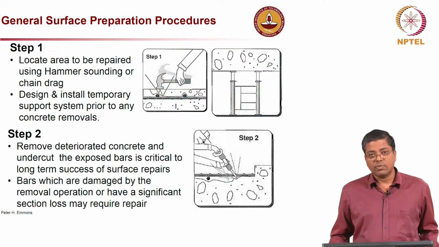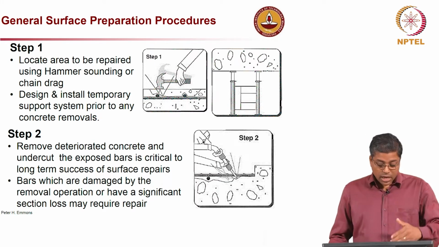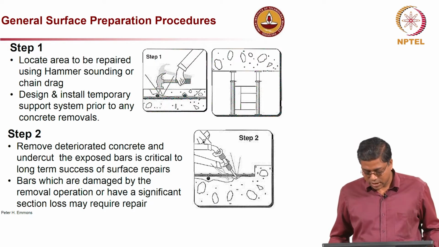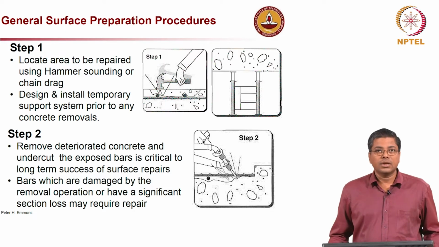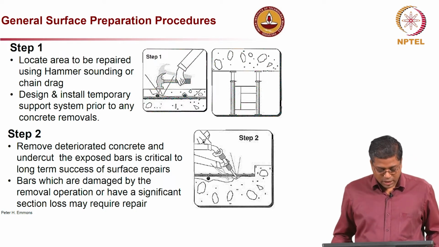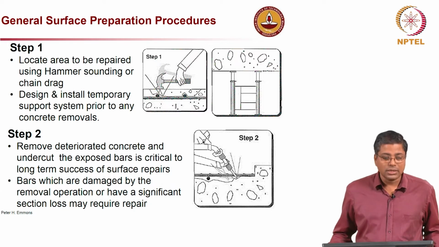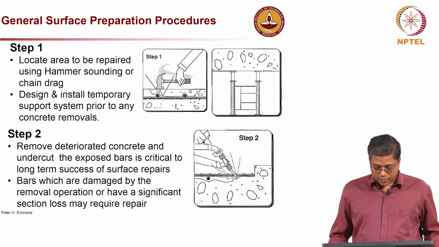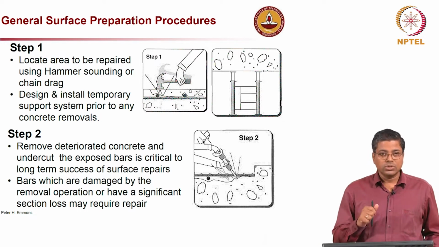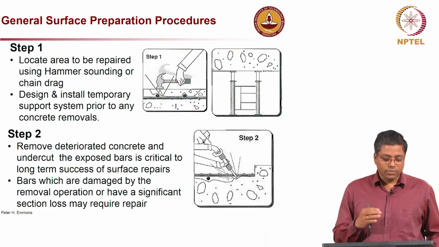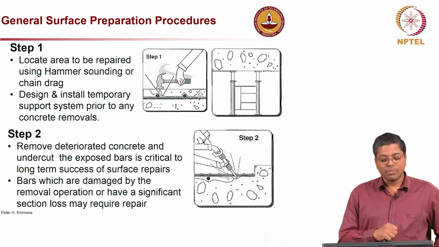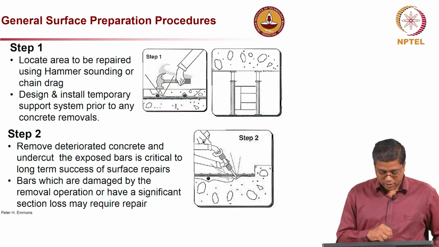We will look at what are the general surface preparation procedures, and then later we will talk about the different types of tools available for various cleaning and cutting steps. Now, locate the area to be repaired using hammer sounding or chain drag, that is step 1. You can do some non-destructive testing or whatever way. We talked about that in our previous lectures on how to detect delaminated area in concrete.